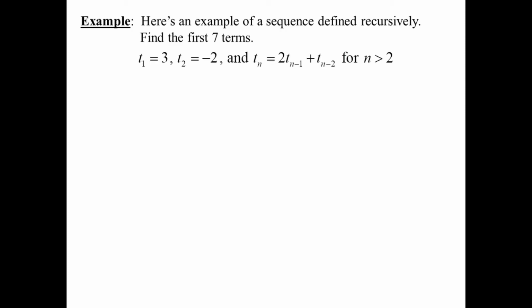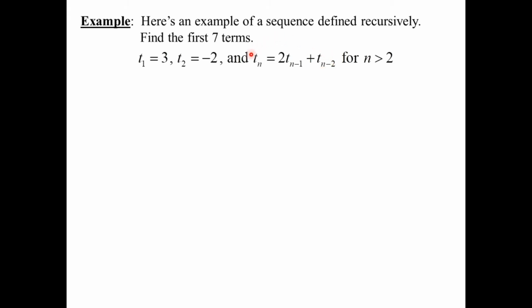Example. Here's an example of a sequence defined recursively. Find the first 7 terms. Okay, so t sub 1 is 3, t sub 2 is negative 2, and t sub n is 2 times t sub n minus 1 plus t sub n minus 2. Now, it would be really good to look at this and say each term is 2 times the previous term. Anytime you see t sub n minus 1, think the previous term, plus, and if you see t sub n minus 2, it's the one that came before that.